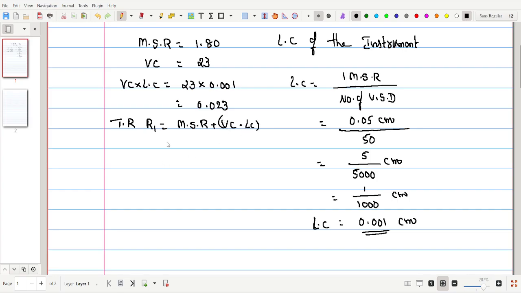Now, total reading R1 is equal to main scale reading plus vernier coincidence into LC. This is the formula. What is the main scale reading? 1.80, plus vernier coincidence into LC, which I got as 0.023. That equals 1.823. This is reading R1. Do you understand? I hope so. Reading R1.